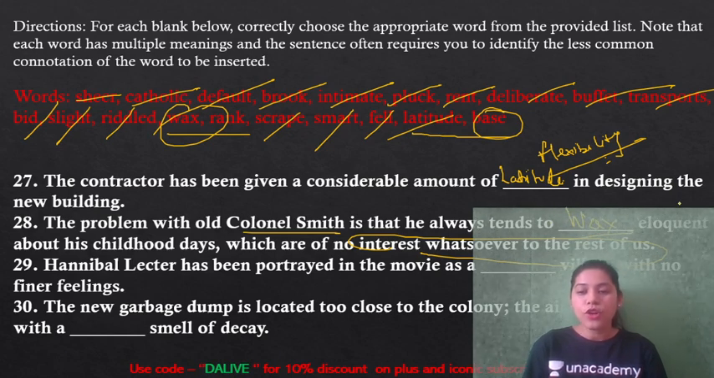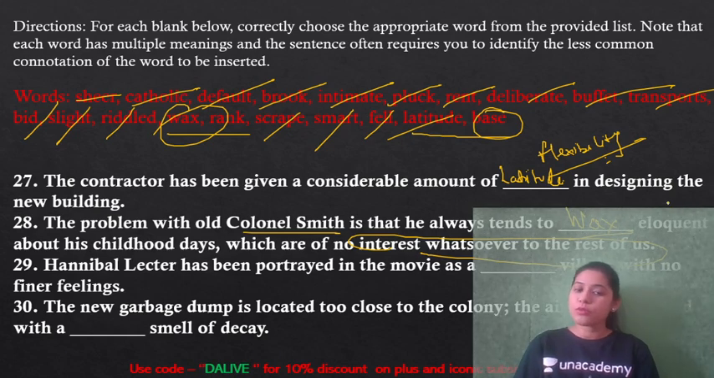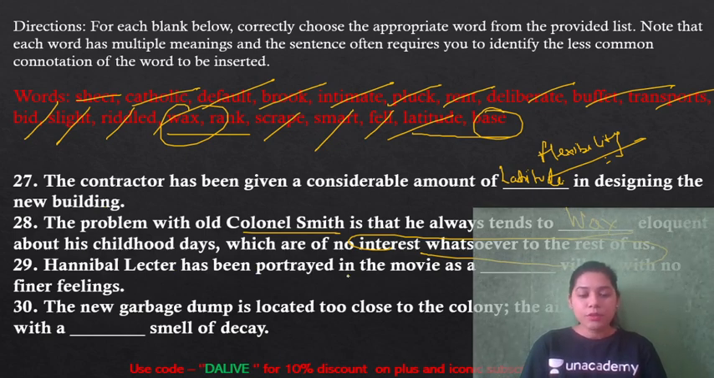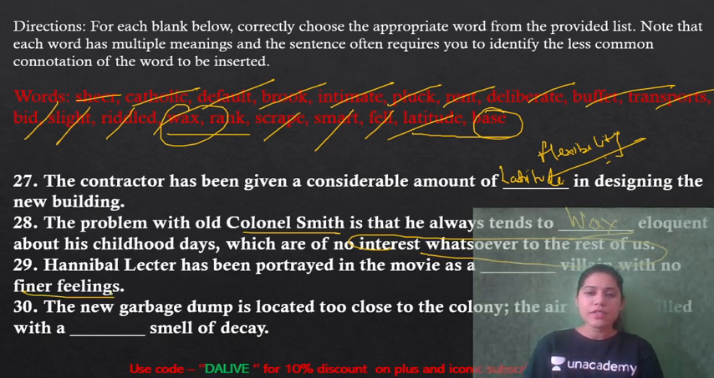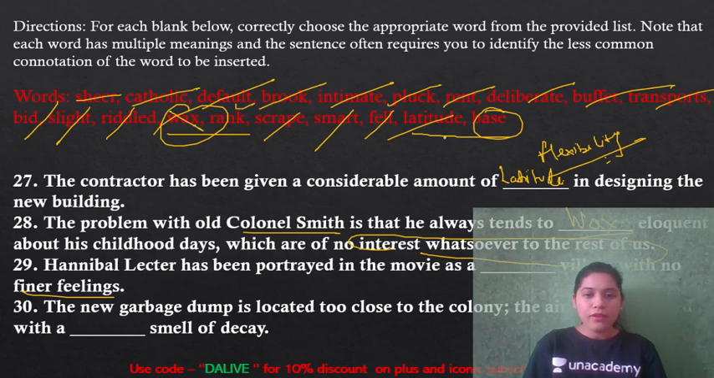Wax means to grow eloquent, to be very, very eloquent, बहुत excitedly बात करना किसी चीज पे, बहुत ही enthusiasm के साथ बात करना. That Hannibal Lecter has been portrayed in the movie as a dash villain with no finer feelings. Means he doesn't feel for people. He's not very sensitive. So now you have what, rank and base.